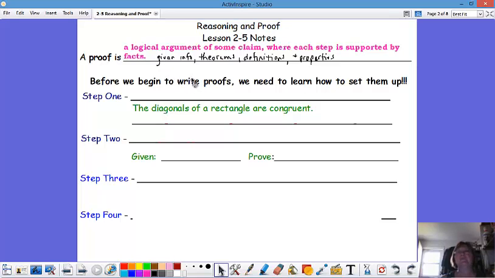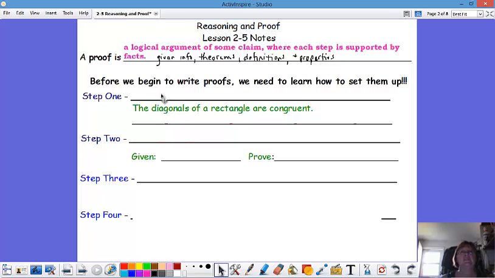Before we start to write proofs, we want to learn how to set them up. And so our textbook outlines a 4-step procedure for setting up a proof. We're going to be learning the steps of that procedure, looking at beginning and starting a proof for this statement: the diagonals of a rectangle are congruent.